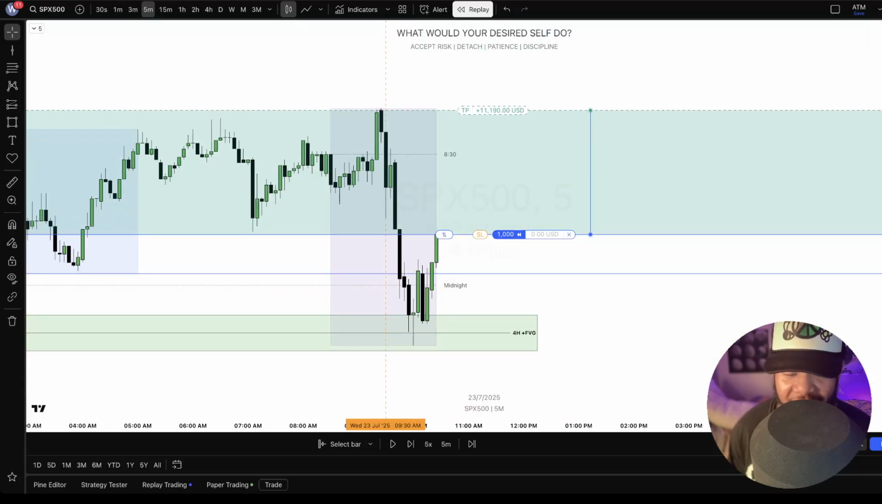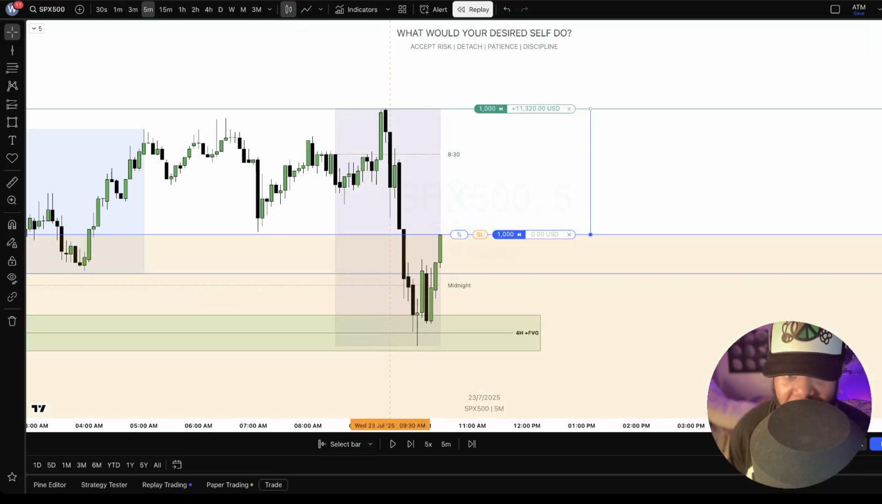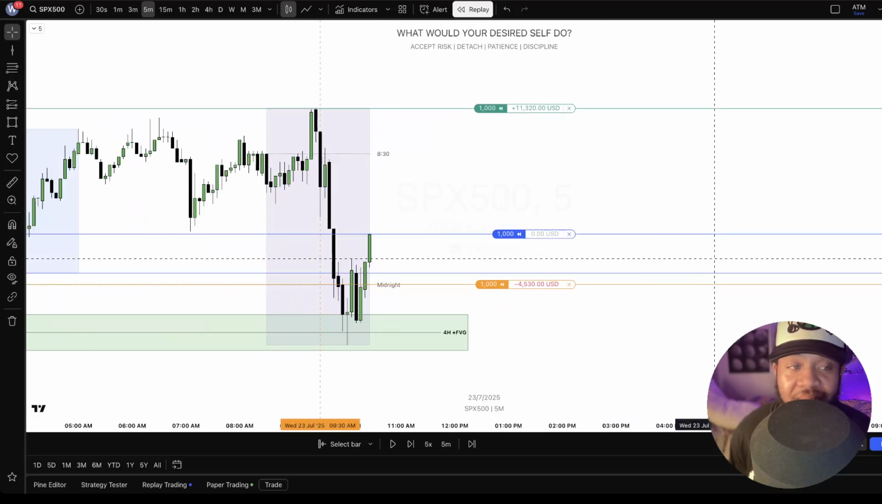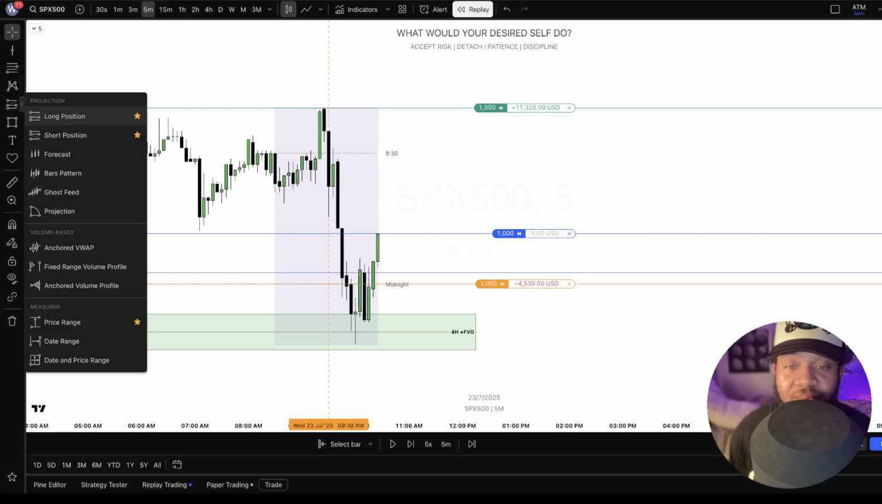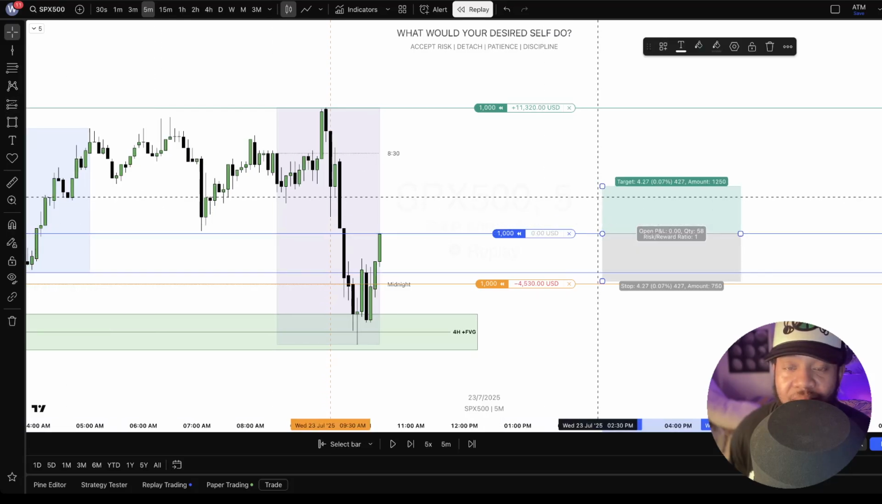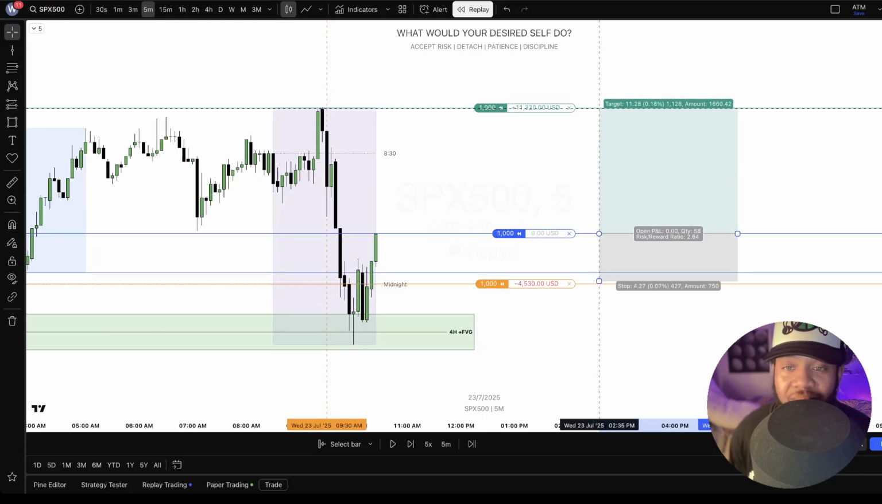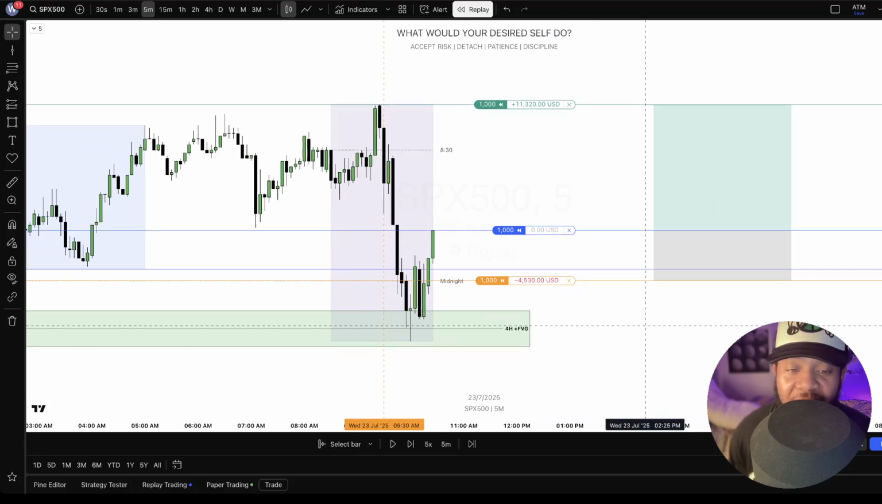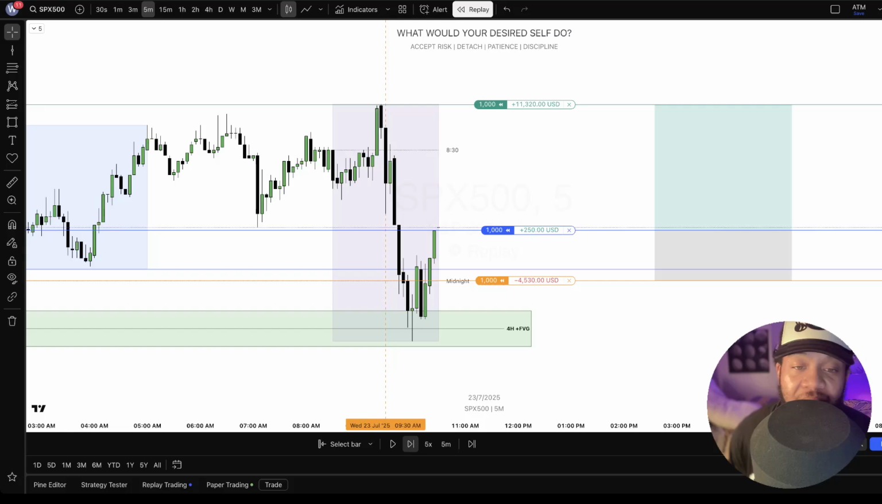TP's at New York high. Stop loss under the inversion. That's like a 1 to 2, I believe. Let me see. It's actually better than the 1 to 2. 1 to 2.5. So we let this play out.